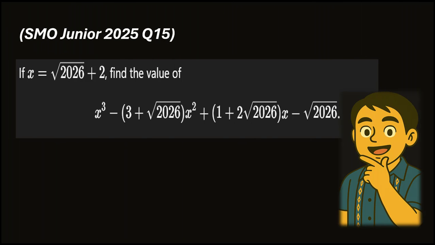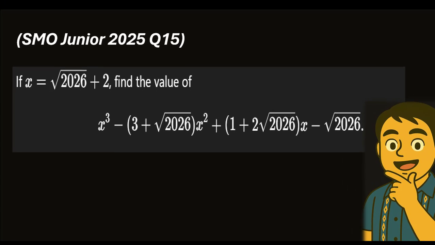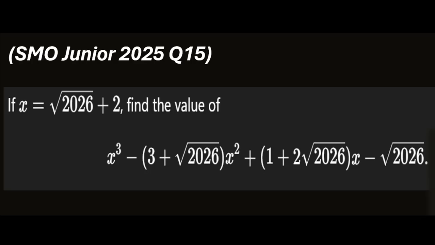This is SMO Junior 2025, question 15. We are given that x equals the square root of 2026 plus 2, and we are asked to find the value of x cubed minus (3 plus the square root of 2026) times x squared plus (1 plus 2 times square root of 2026) times x minus square root of 2026.